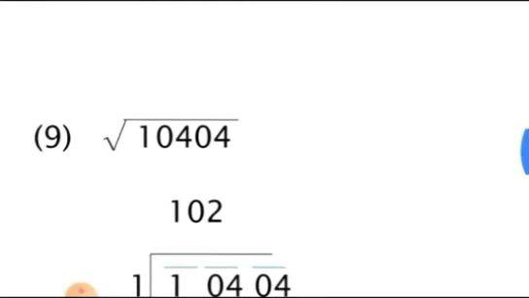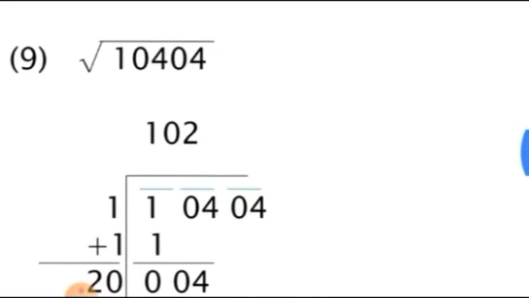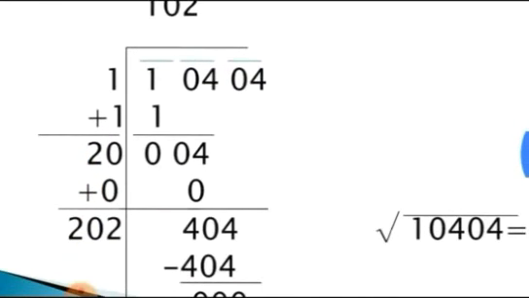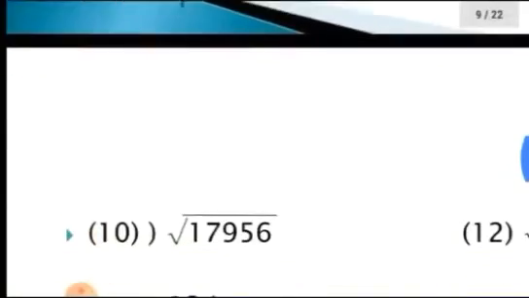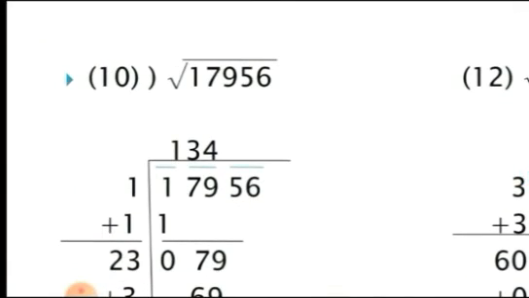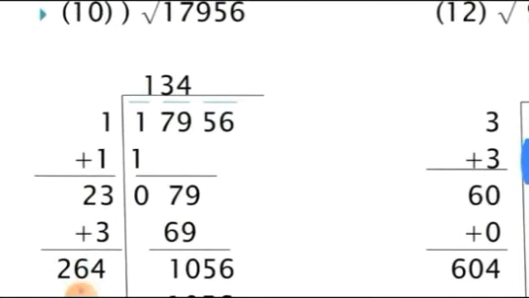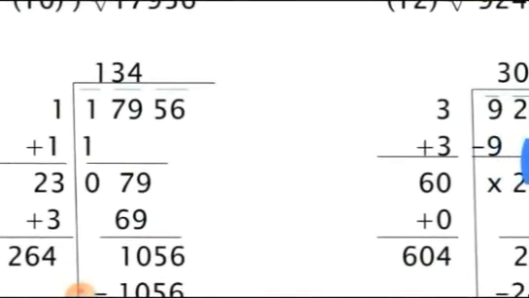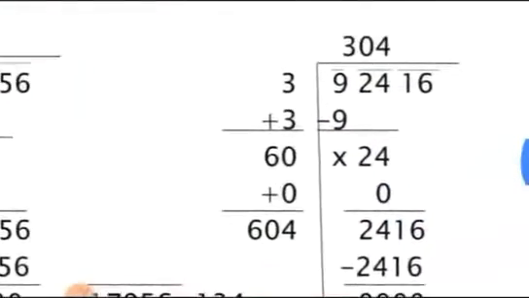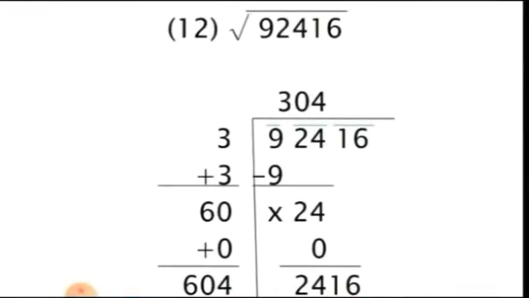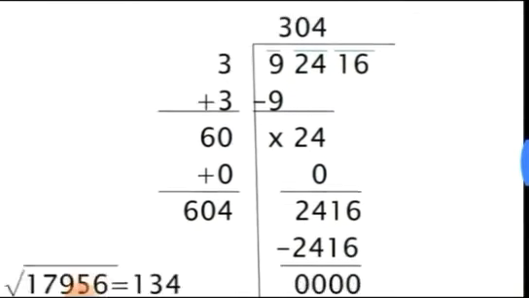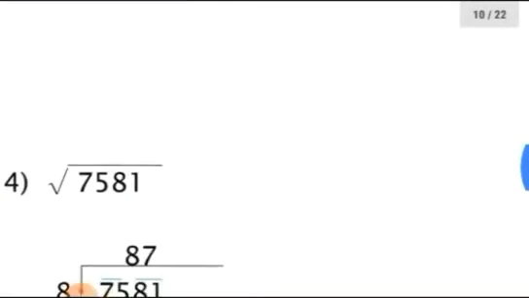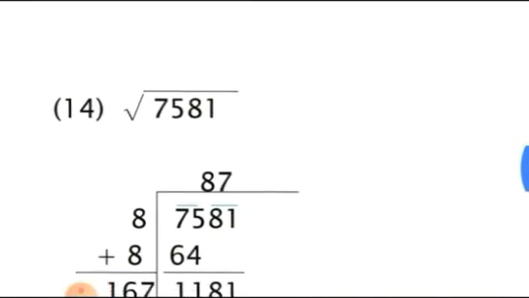Next question, 10404. Same, you make the pairs, 04, 04 and 1. Same method is used here also. Then after that, question number 10, 17956. Here also 3 periods. First is 1 time, then 1 plus 1 is 2, then 3 times, then 4 times, like this way you see in the question. Then question number 12 also solved. 92416. The square root of 92416 is 304. After this, question number 14.